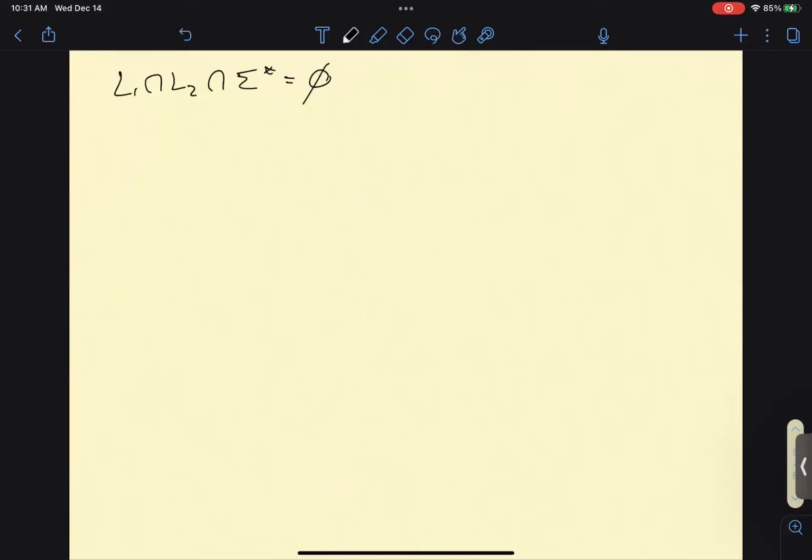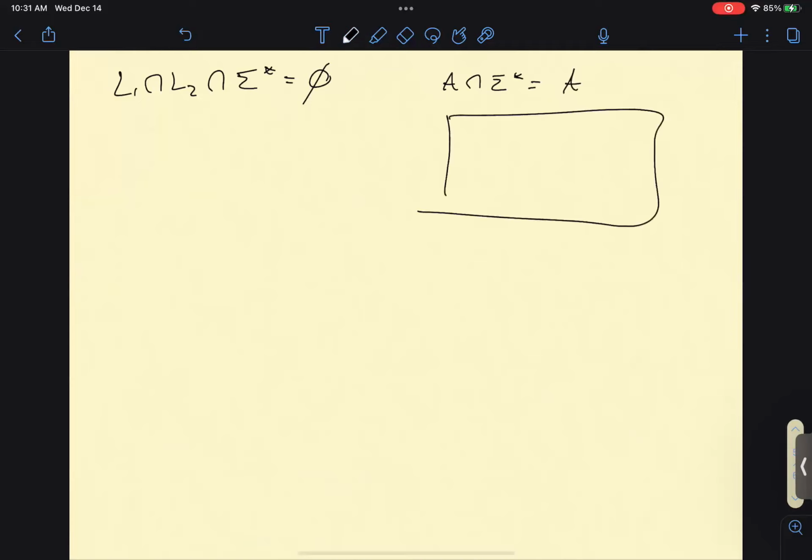And so what is A intersect sigma star? A, very good. Because why? This is sigma star, this is A. So intersect is everything that's in A and in sigma star, right? Well, everything is in sigma star, so I must just filter out everything that's not in sigma star and keep A, right? So this gives you L1 intersect L2 is equal to the empty set.